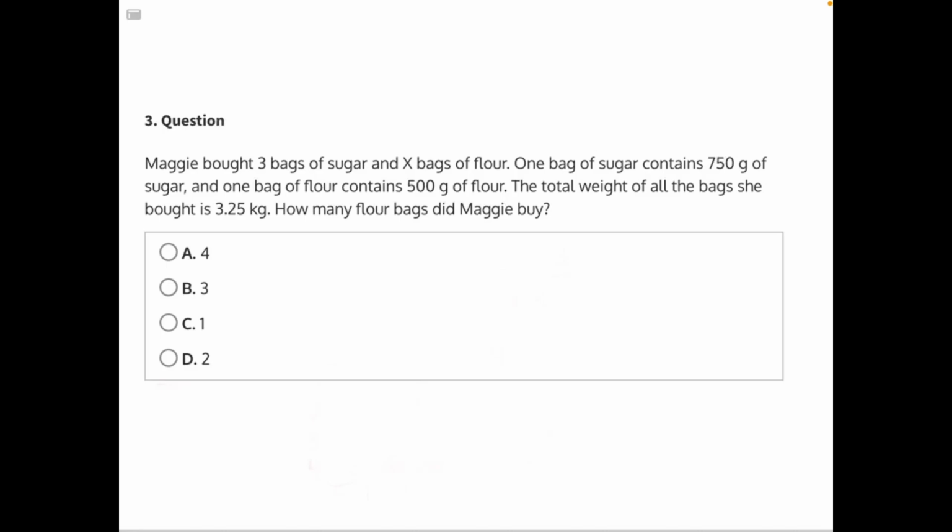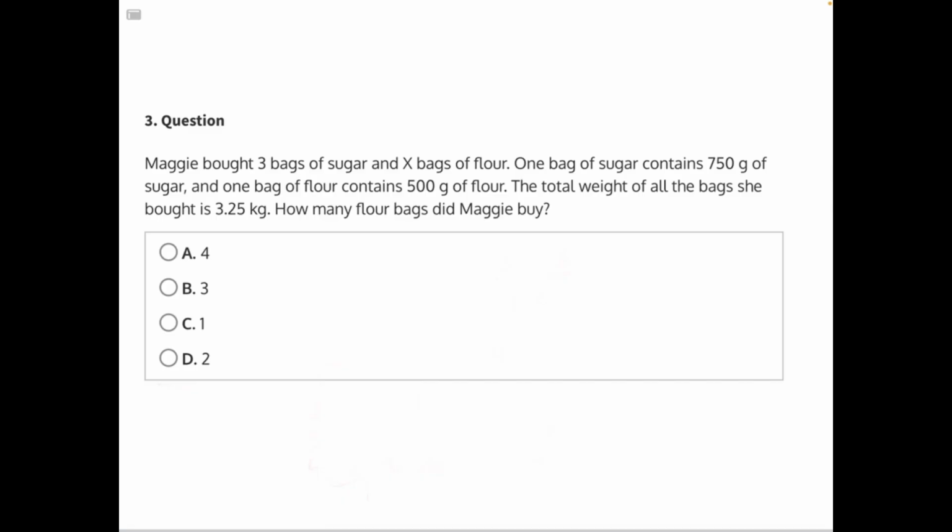Maggie bought 3 bags of sugar and X bags of flour. 1 bag of sugar contains 750 grams of sugar, and 1 bag of flour contains 500 grams of flour. The total weight of all the bags she bought is 3.25 kilograms. How many flour bags did Maggie buy?